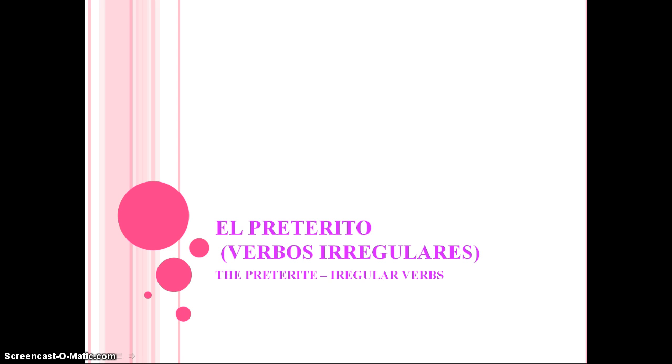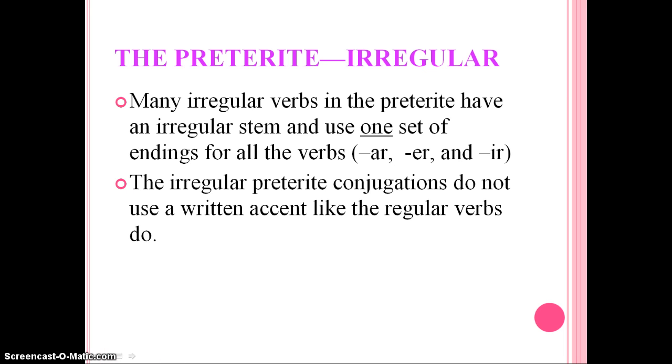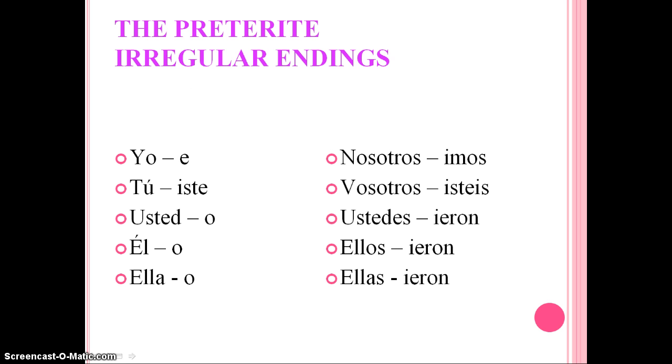For the irregulars, you will see that the preterite has a whole other set of endings and irregular stems. So many irregular verbs in the preterite have an irregular stem and use one set of endings for all of the verbs. So it's the same chart whether it's an AR or an ER or an IR verb. The irregular preterite conjugations don't use accents like they do with the regulars. So this is your chart. Yo e, tú iste, usted, él, ella o, nosotros imos, vosotros isteis, ustedes, ellos, and ellas ieron.